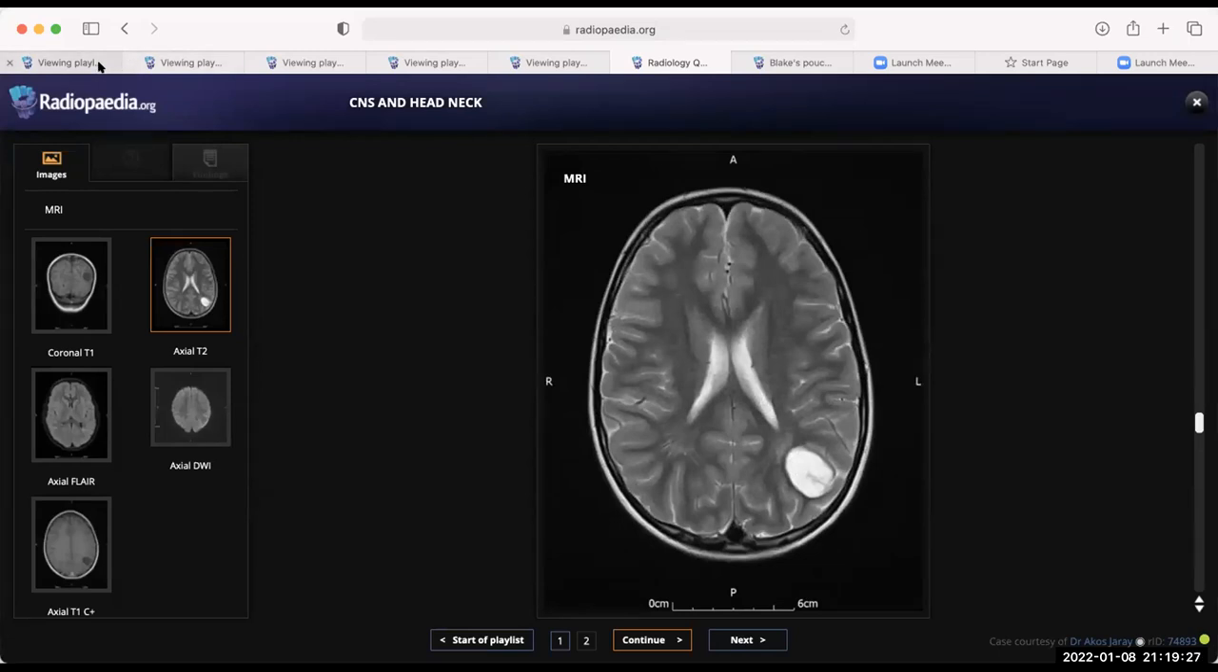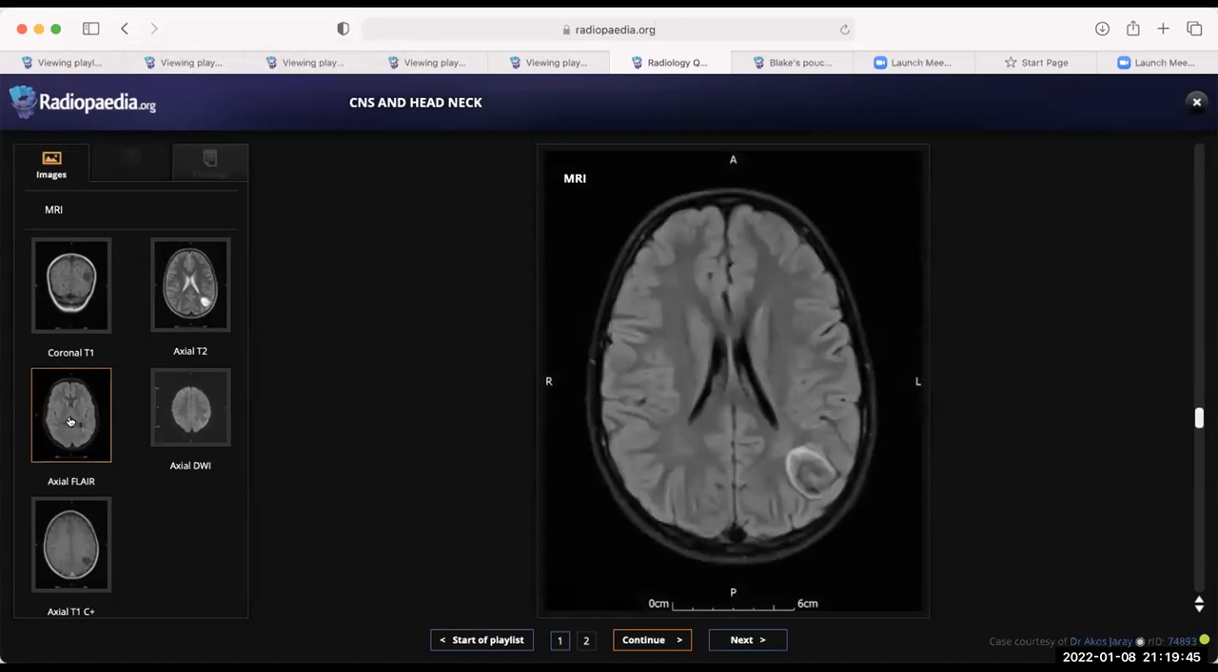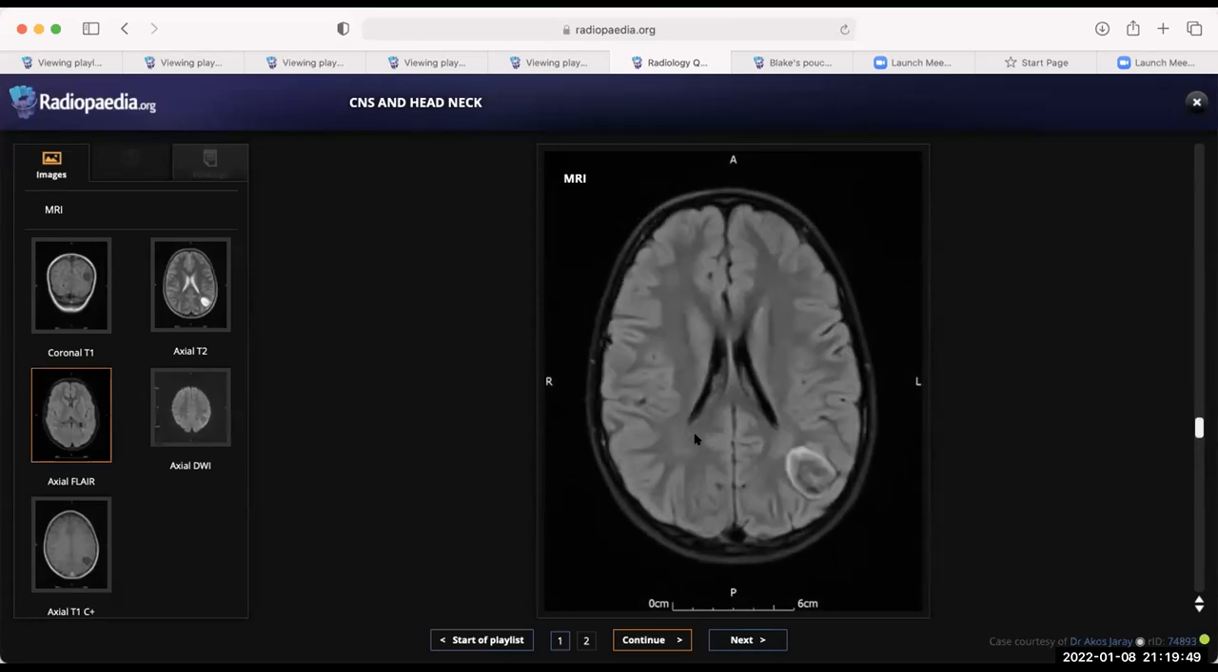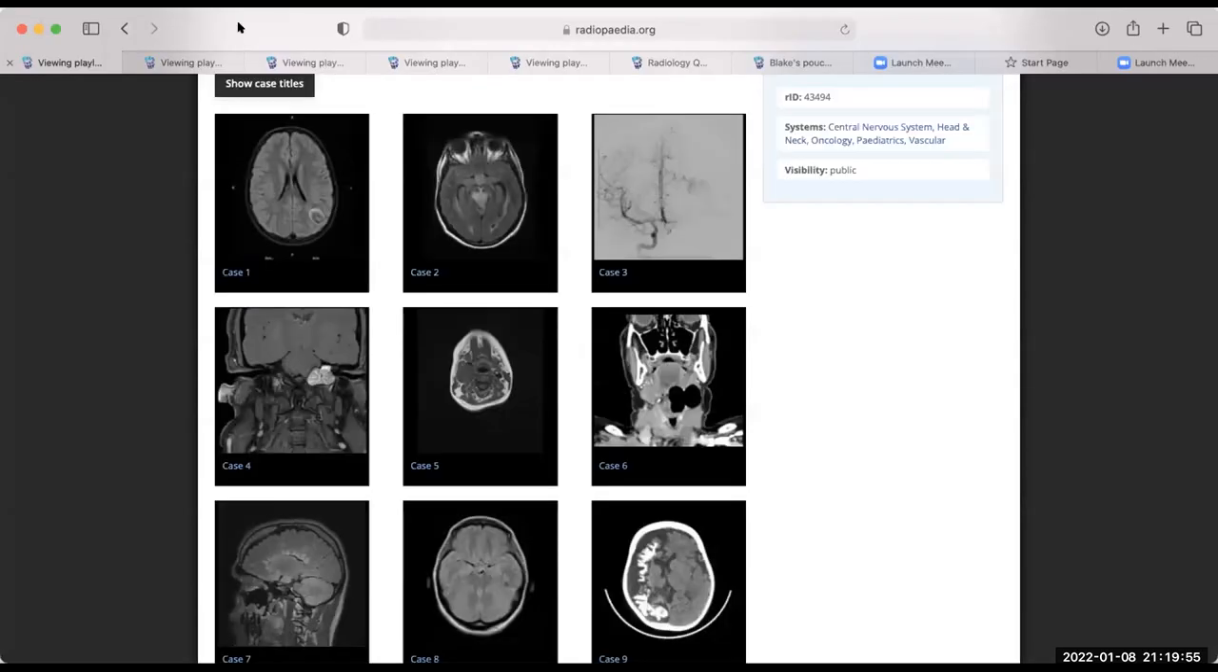Moving on to the next case. Can we consider benign cysts in this scenario, like a neuroglial cyst? That wouldn't have incomplete suppression. And this sign is very much specific for DNET. And the T2 signal is extremely bright.